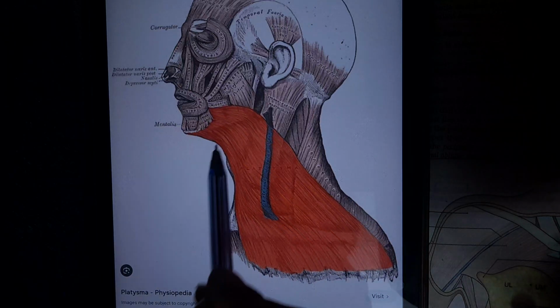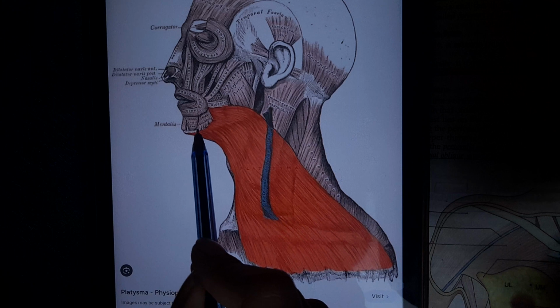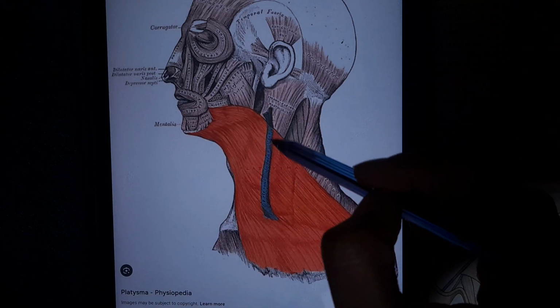Now, look at this diagram. This was your platysma muscle, which was attached or inserted into the mandible. The main feature of this muscle is to protect this nerve.